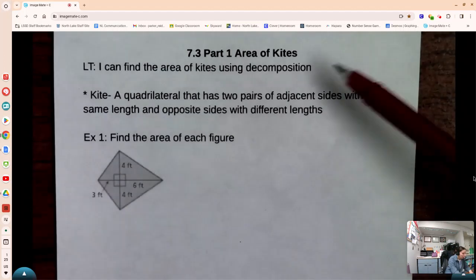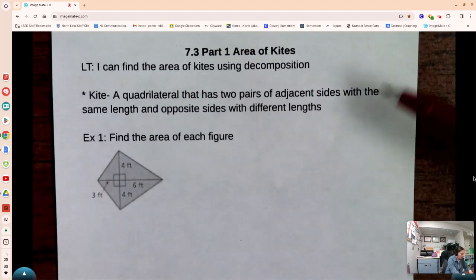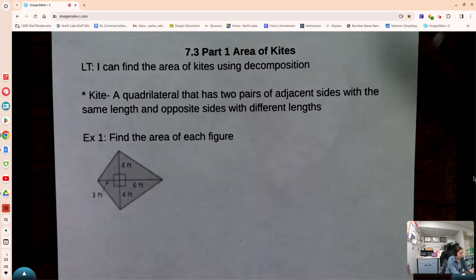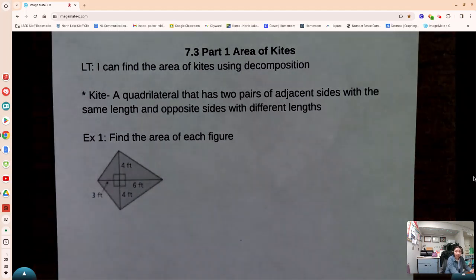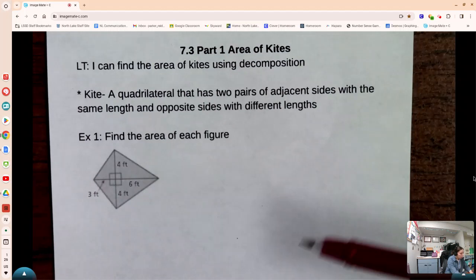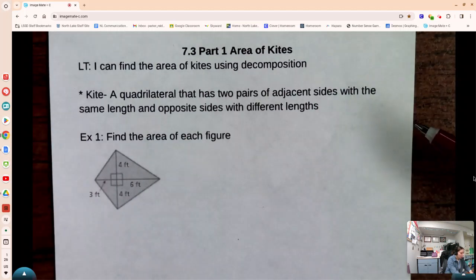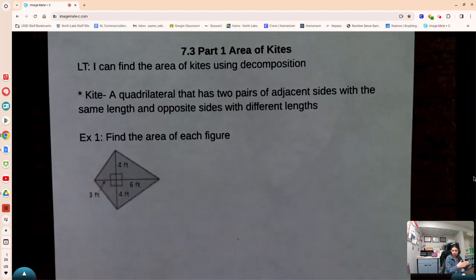So we're going to start with part 1, area of kites, and the learning target is I can find the area of kites using decomposition. So what is a kite? Because you may have heard of a kite you fly in the sky, but not a mathematical or geometrical shape. A kite is a quadrilateral, so a four-sided figure that has two pairs of adjacent sides with the same length and opposite sides with different lengths. So adjacent sides are sides that touch.